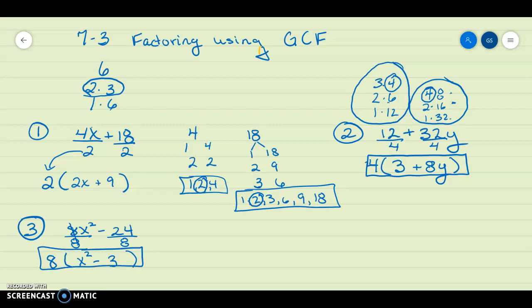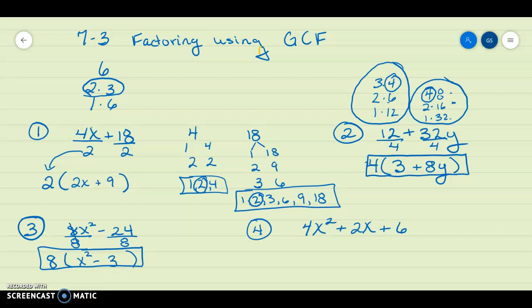So that's factoring using GCF. I'm going to give you one more example because we're going to need this for later on. How about 4x squared plus 2x plus 6?